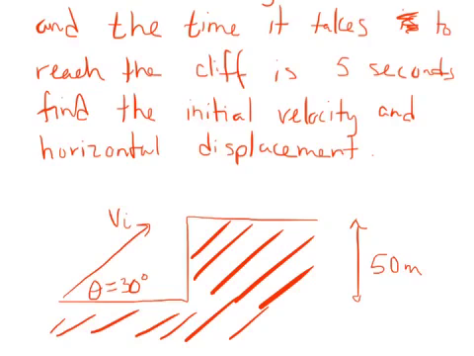We are told that it takes 5 seconds to travel this distance. We're asked to find the horizontal displacement. What variable is that? X. Very good. What is the 50 meters? What variable is that? Not D, but Y. Be careful there. Now, we're trying to figure out the initial velocity, so let's put a question mark here.